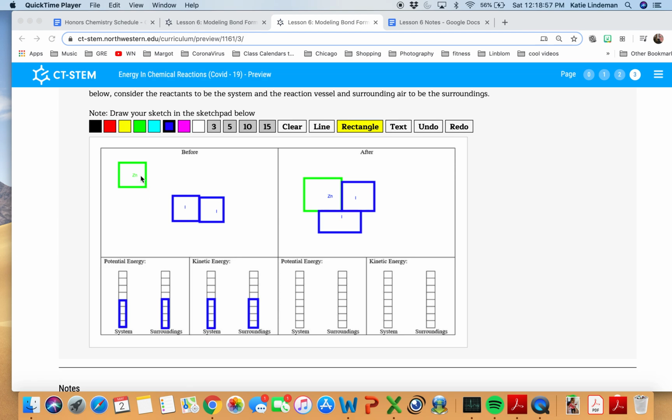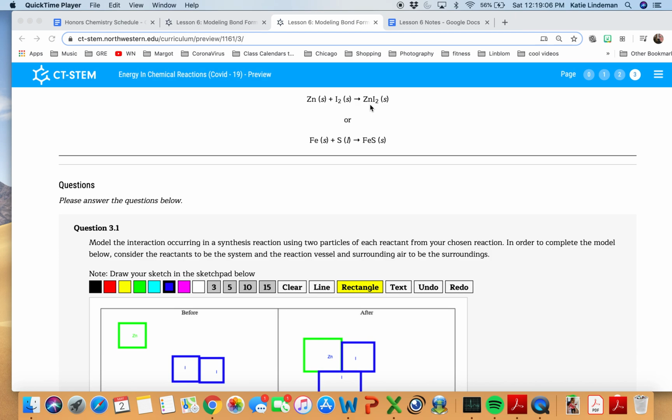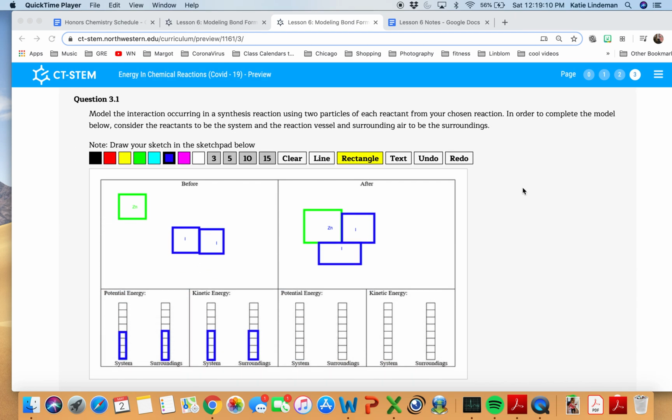I've already sketched in my zinc on its own and then my iodine on its own, and then here I have this together. Now remember, we have not talked about how molecules come together and actually form. We haven't talked about the structure of that. So as long as you have them in contact with each other or showing that they are connected somehow into one molecule, you're fine. So here, for simplicity, I've just started with equal amounts of kinetic and potential energy in the system and the surroundings, okay?